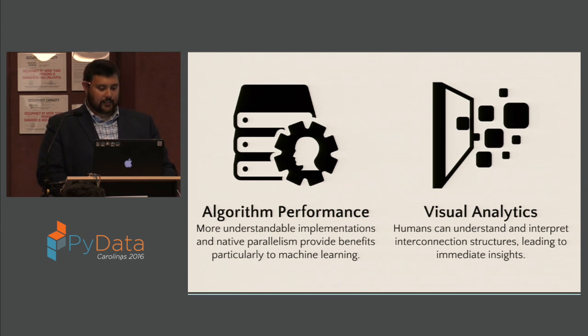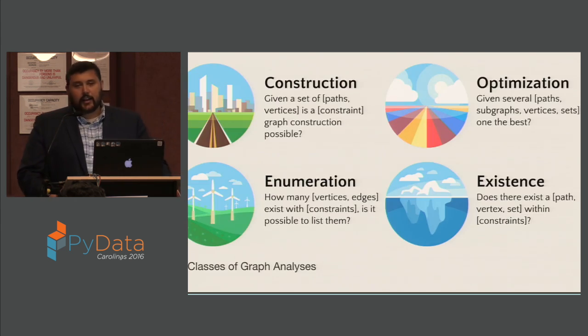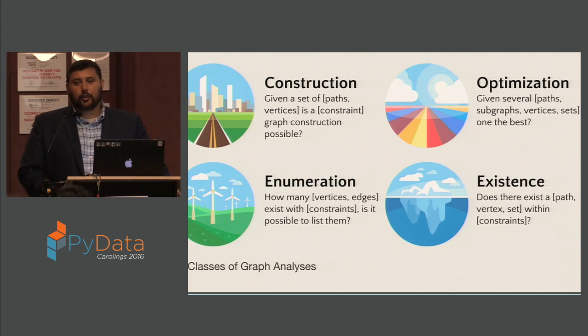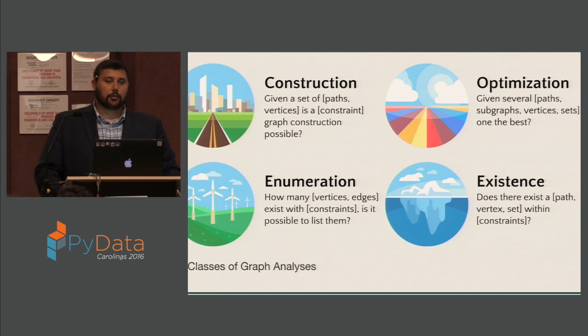What types of analyses can you do? I think about things in terms of four primary classes of computation. The first is construction. Can we build a graph out of another graph, or is there the possibility, given some constraints, that you can organize nodes and their relationships together in a meaningful way?